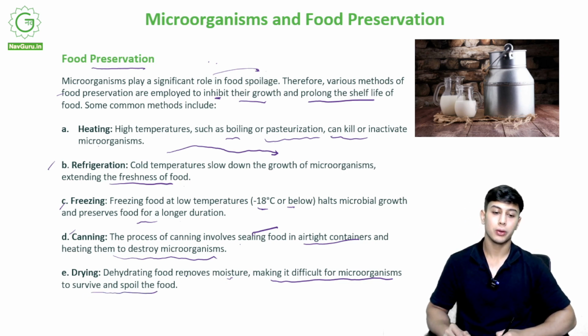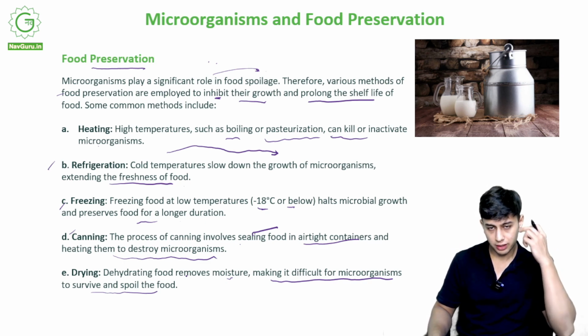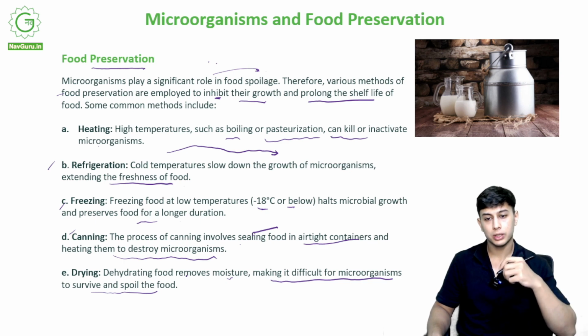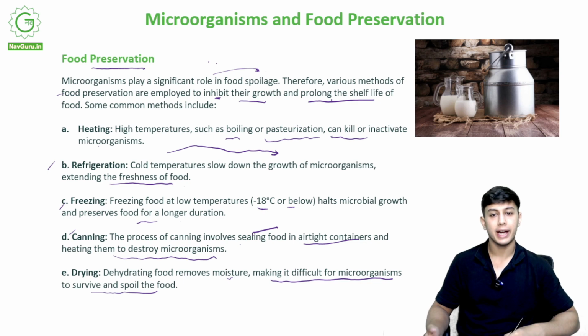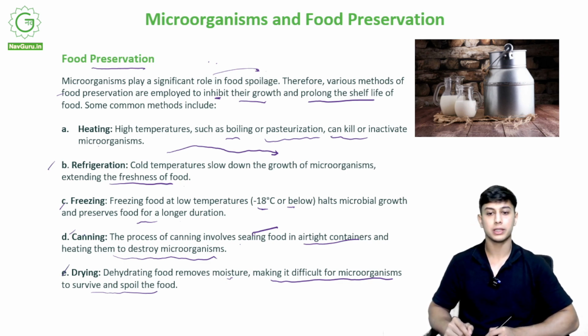So if I have dried the food, for example, whenever you go to tourist places, they serve some dry items, without moisture, that you can take home. For example, some dry sweets, dry fruits and all that. If it is dry, there is no moisture present, it is very difficult for the microorganism to grow. It will not be able to grow. Thus, drying helps in food preservation.